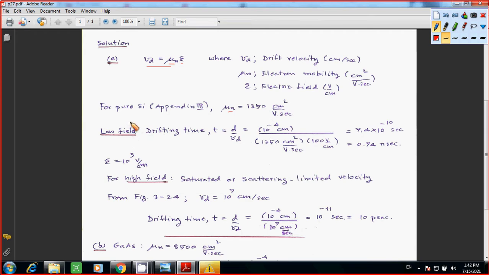First, start with electric field 100 volt per centimeter, that's a low field. So your drifting time t equals d over Vd, where d is 1 micron, that's 10 to the negative 4th centimeter. Vd you can find from this relation, where mu n, the electron mobility, is 1350 centimeter square per volt second, and your electric field is 100 volt per centimeter. This gives you 0.74 nanosecond for the drifting time.